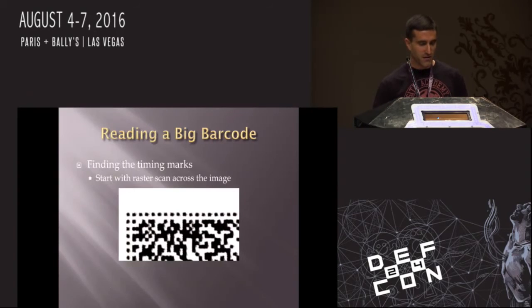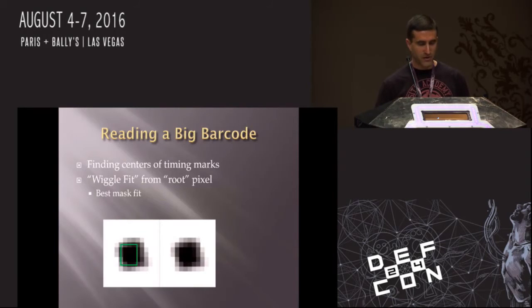And so interpreting it, I start with a raster scan going across the image until I find the top leftmost timing mark, and then I kind of stop. And from there, I do a thing which I technically call wiggle fit, where I've got my mask and I put it over the timing mark that I found, and I just keep moving it around until I find the most black part of it, because you can see when they scan, the edges get pretty fuzzed out. Anyway, I wanted to find the most black part. So this is what it does. It moves the mask around.